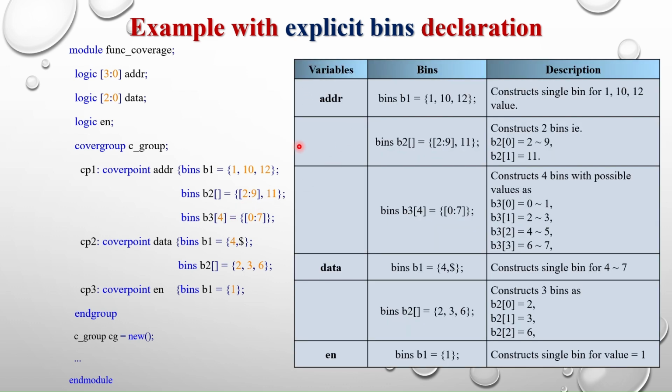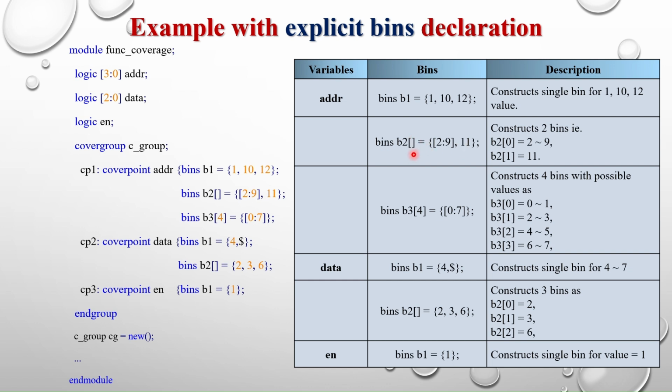Okay, so if you see the table here for the cover point address, the first definition is bins b1 equals to 1, 10, 12. So it constructs a single bin for 1, 10, 12 values, right? So this is the scalar bin. So only one bin will be created for all the three values. So if you give any of these three values to the variable address, then this bin b1 will be counted in the coverage. And the second definition is bins b2, 2 down to 9 and 11.